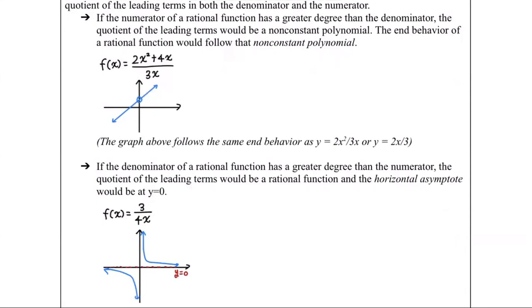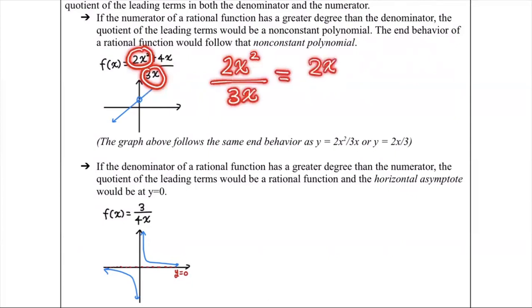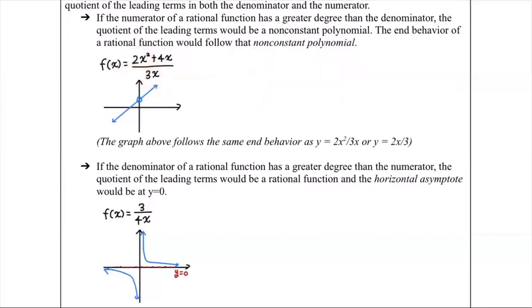In this case, the quotient of the leading terms would be a non-constant polynomial, and the end behavior of a rational function would follow that non-constant polynomial. So in an example like this where the denominator has a smaller degree than the numerator, you can simply take the two leading terms and divide them. If you were to divide them, you'll be getting 2x over 3. So you can essentially conclude that the graph above follows the same behavior as y equals 2x over 3.